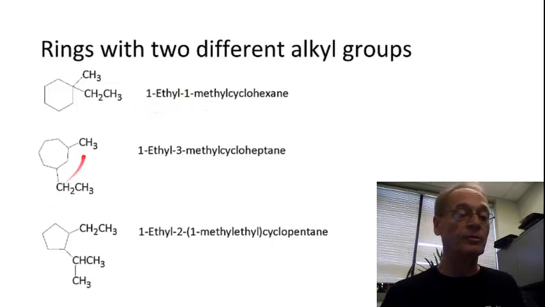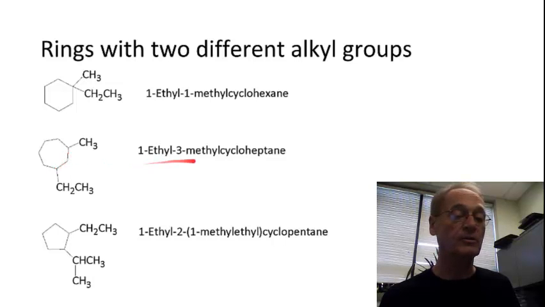But here we have two groups that are not the same as each other, and they're not on the same carbon. So then you have to decide, is this carbon number 1? And we number around this way to get to carbon number 3. Or is this number 1? And we number around this way to get to carbon number 3. The answer is, since you have no other way of knowing, you have to go by alphabetical. So that's number 1. That's number 3. So it's 1-ethyl, 3-methyl cycloheptane.